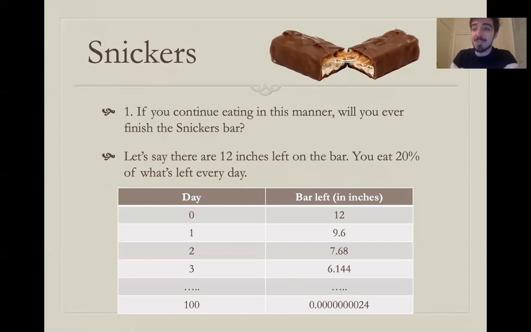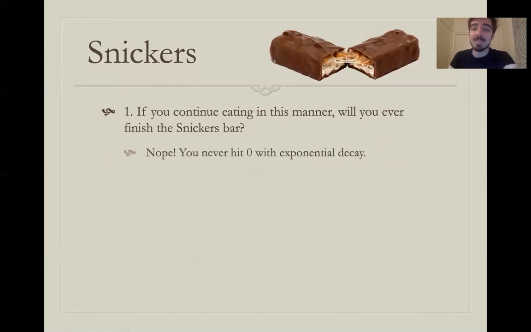So if you were to keep on doing this, which I think you'd probably get tired of eventually, but if theoretically you kept on doing it, you would never actually get to the end of the Snickers bar. Okay? So the answer to this is no. You don't hit 0 with exponential decay. You can hit it with linear decay, but since the latter part of this change is exponential, you're never going to quite get to the end of the Snickers bar if you continue in this manner.